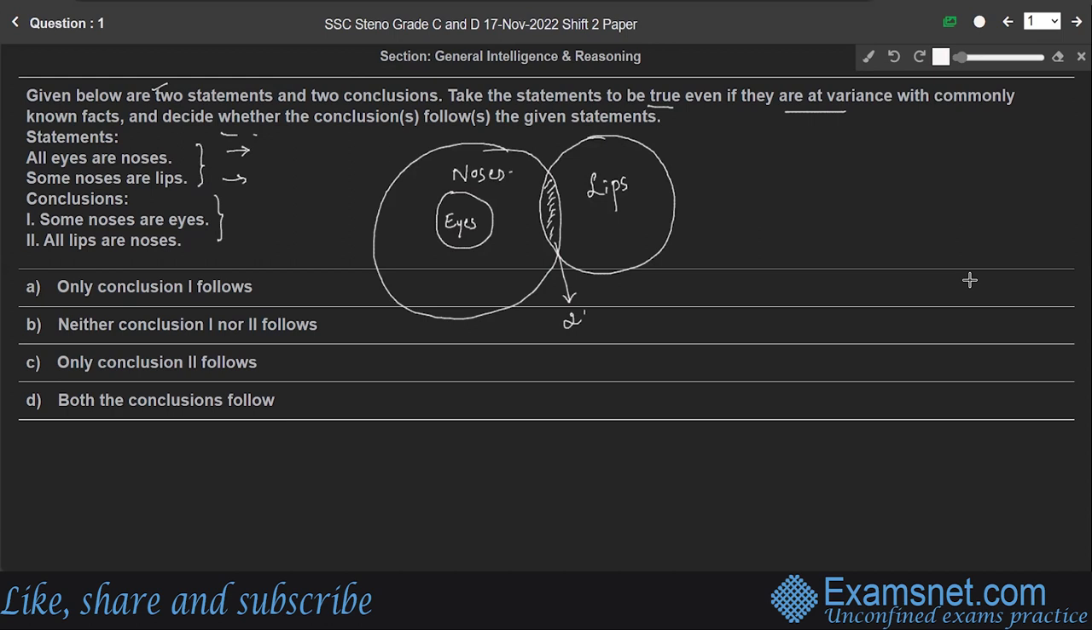Now come to the conclusion part. Some noses are eyes. Some part of the noses, which I am showing now as the shaded portion, is nothing but the set of eyes. So some noses are eyes. It's a true conclusion. The second one: all lips are noses. It is given that some noses are lips, so it is understood that some lips are noses. Only some portion of the lips are noses because of the second statement. Therefore, all lips are noses is a false conclusion.